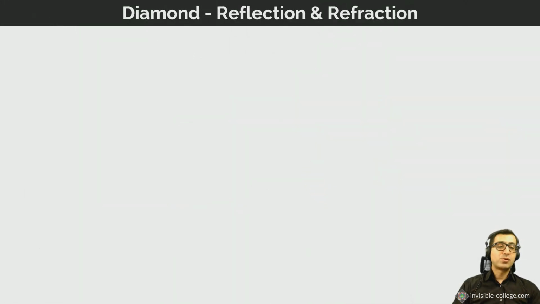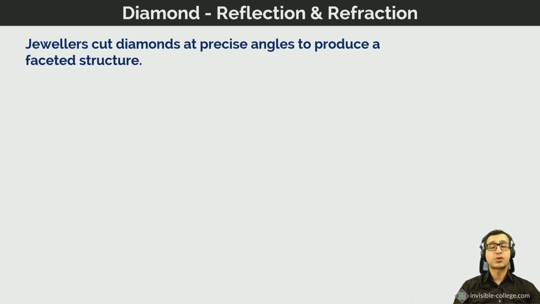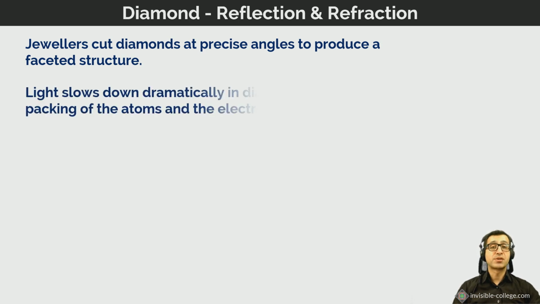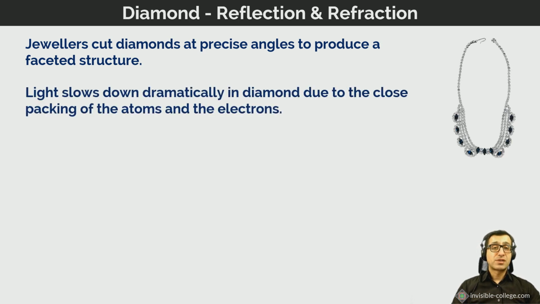Now, the more obvious use of diamond is in jewellery. So jewellers will cut diamonds at precise angles to produce a faceted structure. Now, the reason why diamond has that unique sparkly property to it is because light slows down dramatically in diamond. And again, this is because of the close packing and the tetrahedral arrangements of the atoms in a diamond, and also the arrangements of the electrons in those bonds. So this gives diamond its characteristic glittery property.